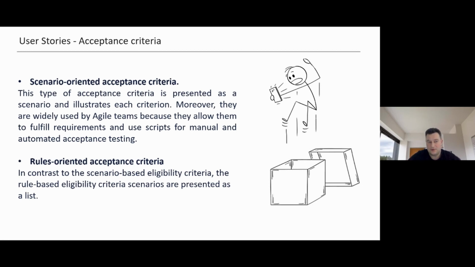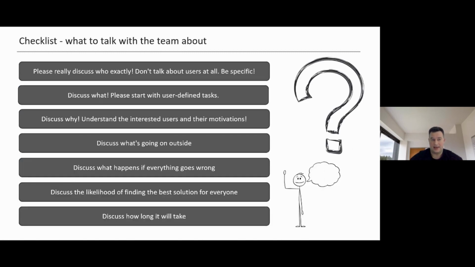About the types of user stories acceptance criteria: scenario-oriented acceptance criteria, and rules-oriented acceptance criteria. Please think about them before you use some approach in your user stories. Both cases are good, but you need to specify what kind of way of writing user stories acceptance criteria you want to use based on the specifics of your current project. And the final slide.